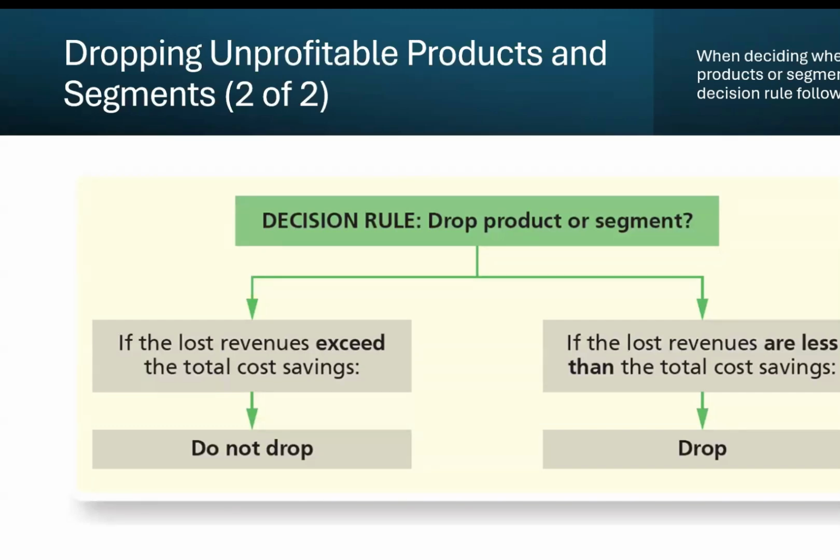So let's summarize here. When considering whether to drop a product or segment, we go to the decision rule. If the lost revenues exceed the total cost savings, do not drop the product or segment. And if the lost revenues are less than the total cost savings, drop the product or segment.